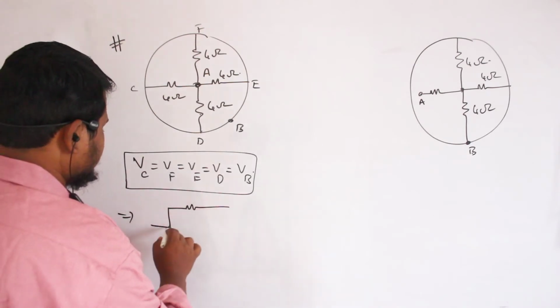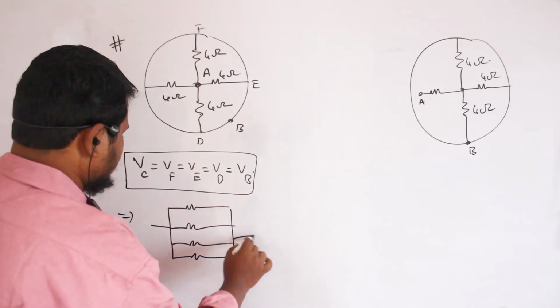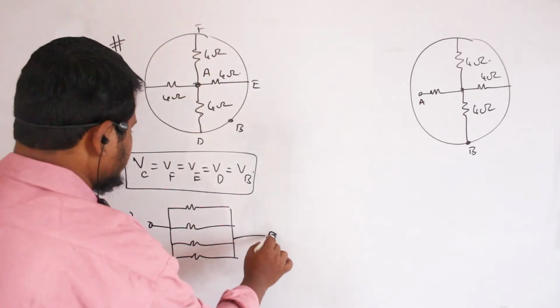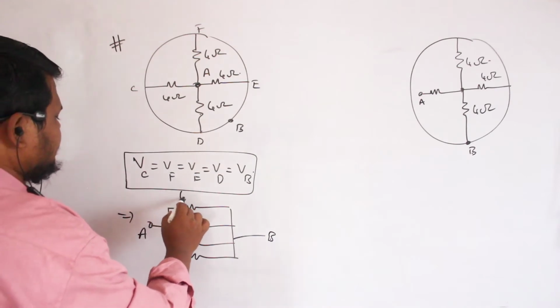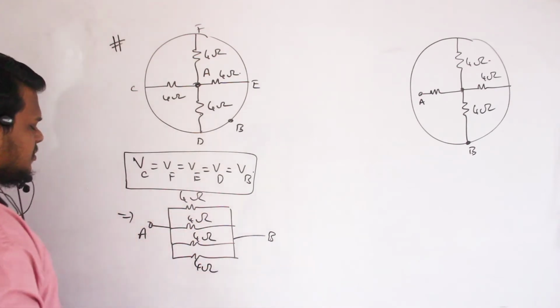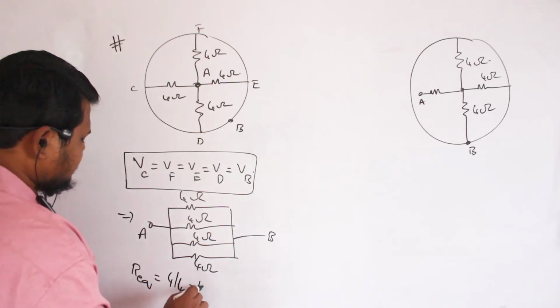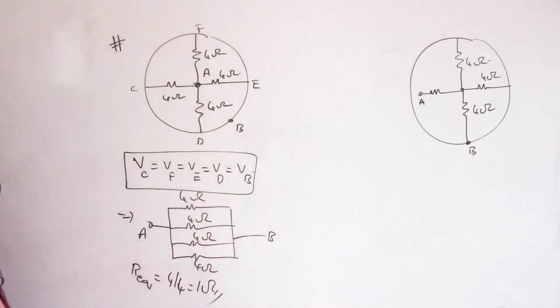So this is one resistor, second one, third one, and fourth one. That's all, no? So this is terminal A and this is terminal B. This is 4 ohms, this is 4 ohms, this is 4 ohms, and this is 4 ohms. Clear, no? So R equivalent is how much? 4 by 4, which is 1 ohm, is the equivalent resistance of this side. That's my answer.